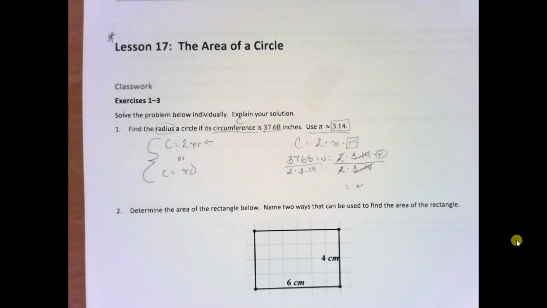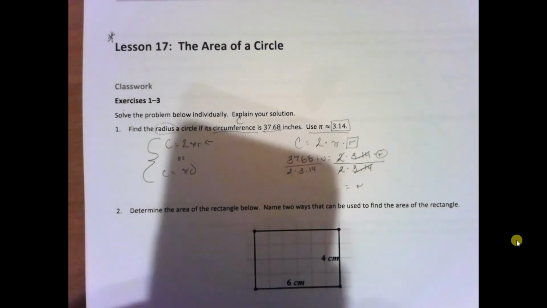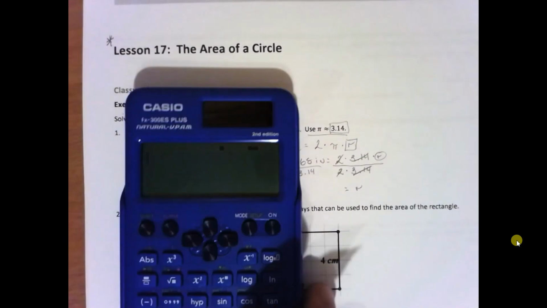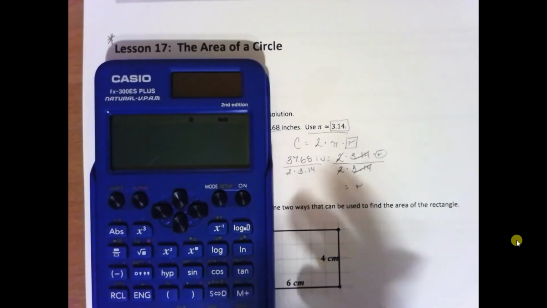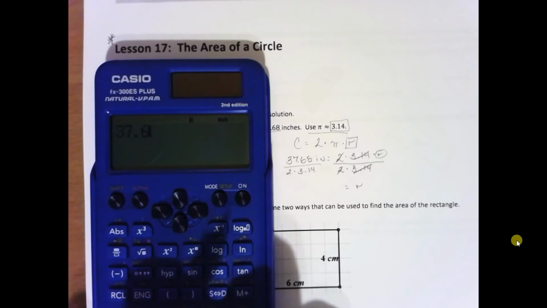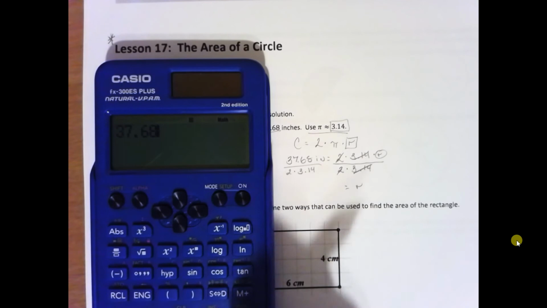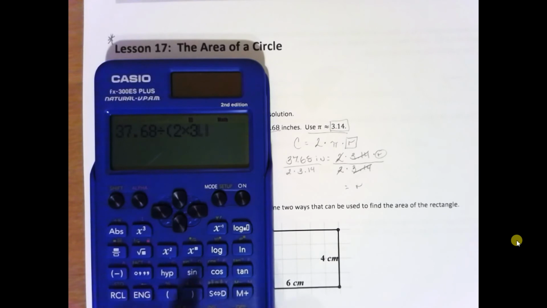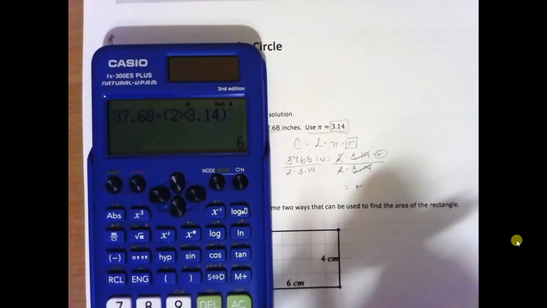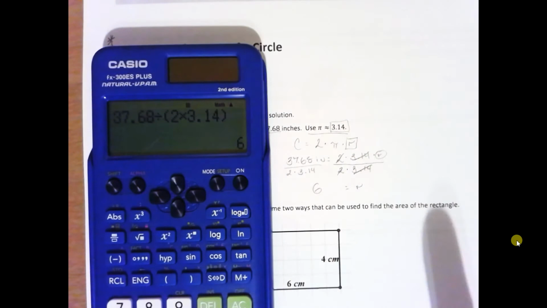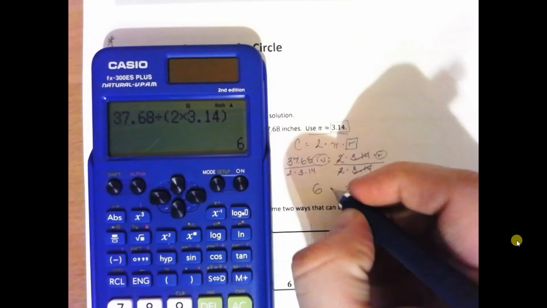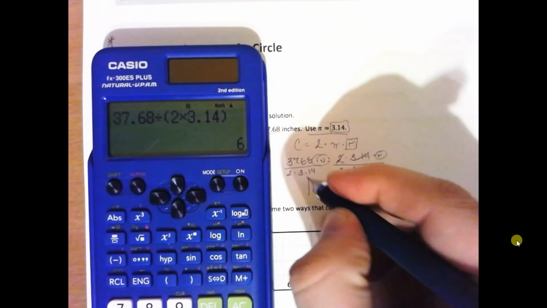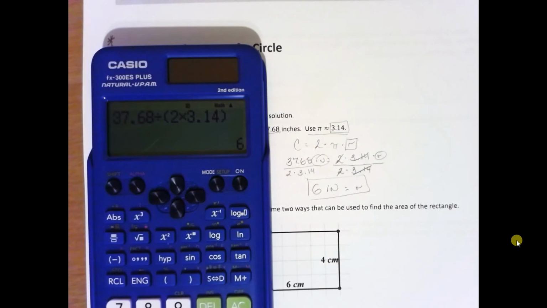Now we need to use our handy dandy trusty calculator. All right, so let's put this over here. I want to make sure we can all see it. So we got 37.68 divided by, and I'm going to put a nice little parentheses right here, 2 times 3.14, and then close parentheses. All right, and we get 6. So the radius is 6, but 6 what? Got to go back and find our unit of measurement, which is inches. So our radius is 6 inches. That's how you solve the problem.